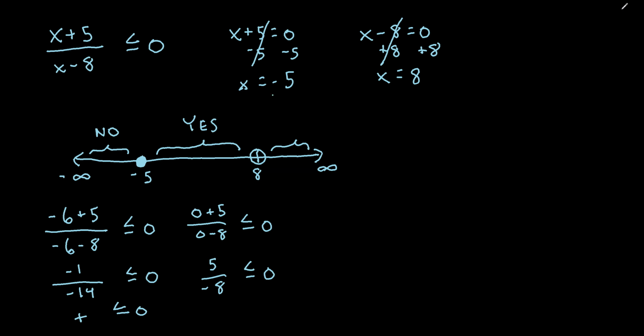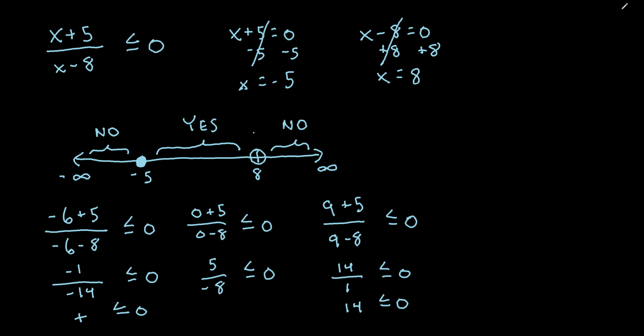Now let's check out our last region from 8 to positive infinity. Let's pick a number in this region and plug it in for x. Let's just say 9. So 9 plus 5 over 9 minus 8 is less than or equal to 0. 9 plus 5 is 14, and 9 minus 8 is 1. So 14 divided by 1 is just 14. Is 14 less than or equal to 0? No, it's not. So we'll write a no for this region.